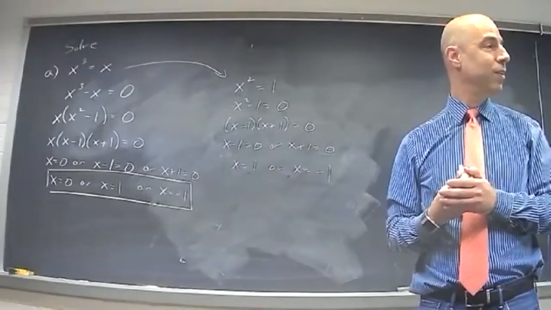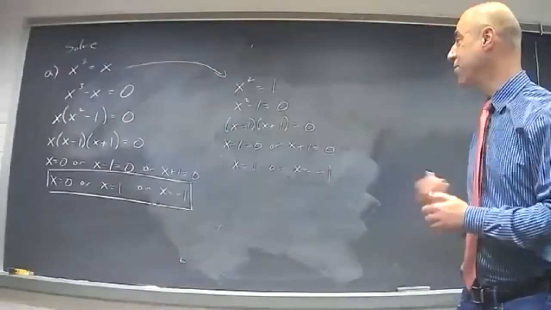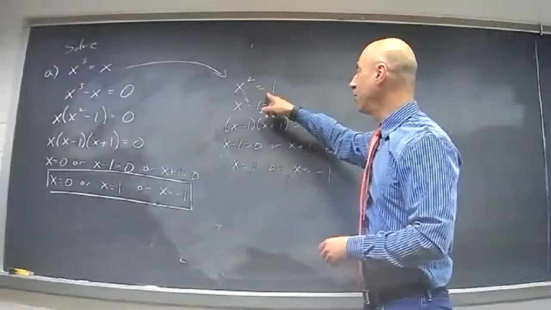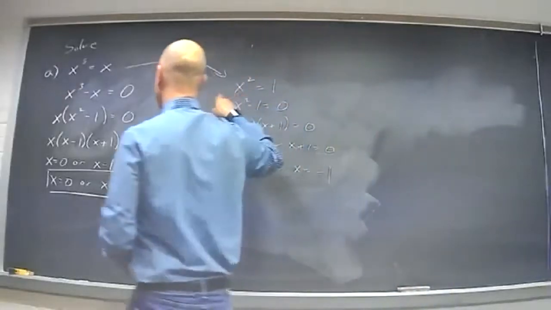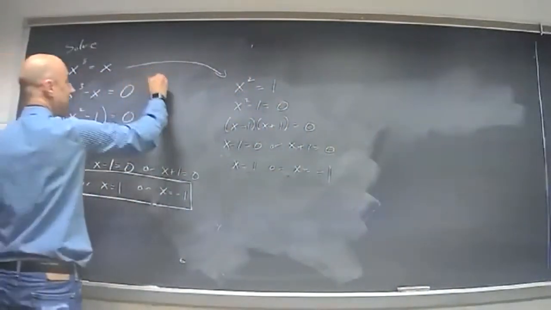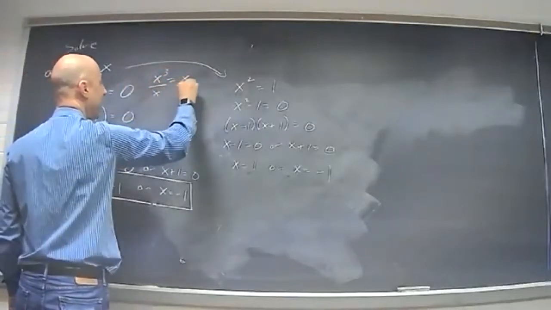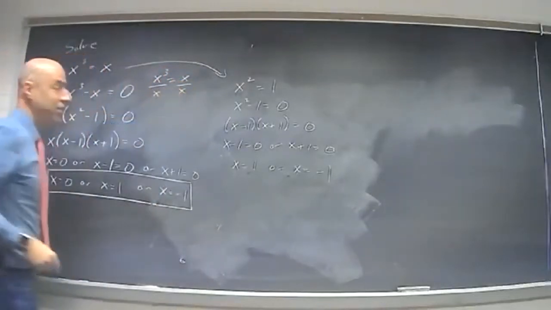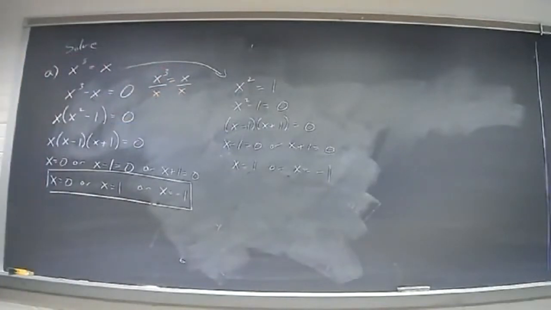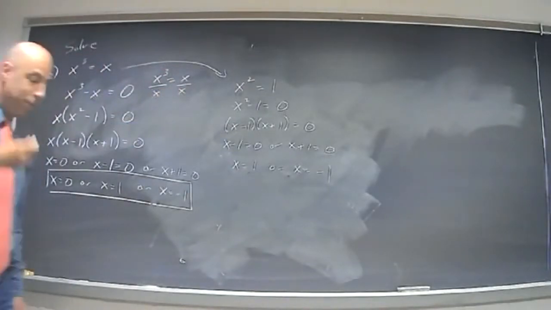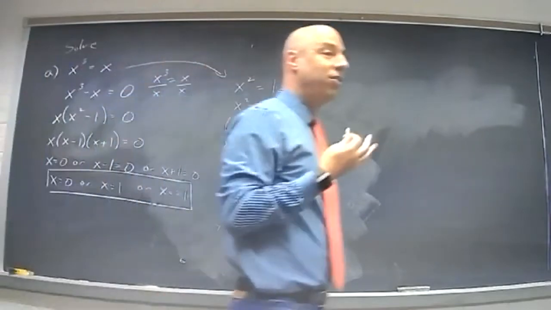Isn't it you can't divide by 0? That's exactly what we did. We divided by 0 without even realizing it. In the very first step, we tried to take x cubed equals x and divide both sides by x. Well, it's possible that x is equal to 0. And so dividing by 0 is something we know we're not supposed to do.